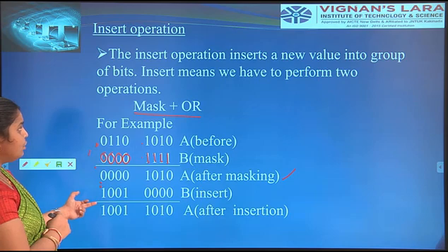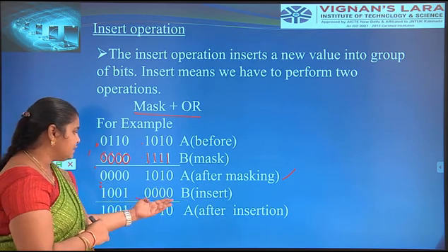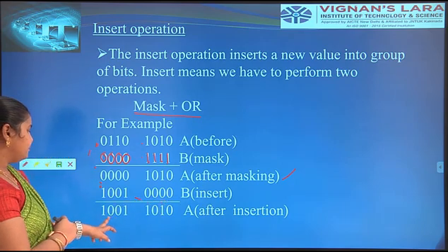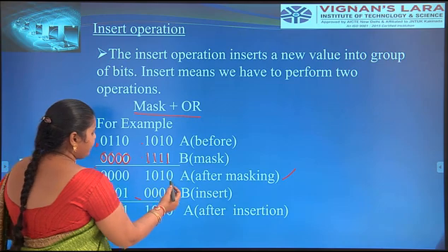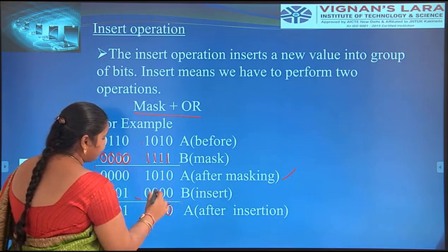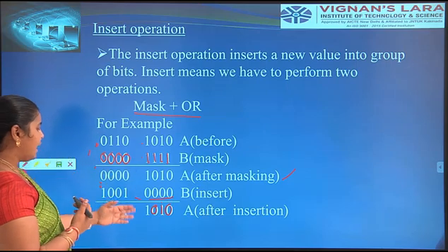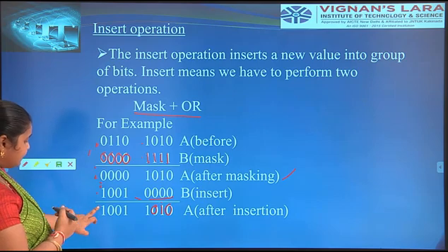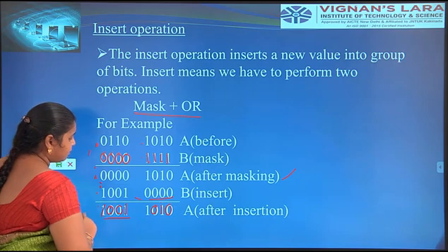Okay, next we have to perform the insert operation. For the insert operation, we take the insert 0 0 0 as a 4 bit and 1 0 0 1. After performing the insert operation, we get 0 1 0 0, which is nothing. That's why we place the A bit register value, and this is also a 0. That's why we place 1 0 0 1.